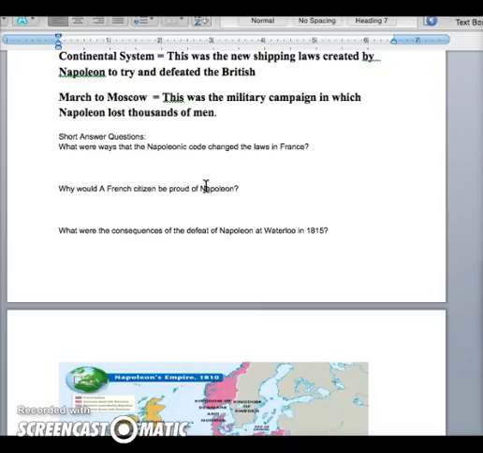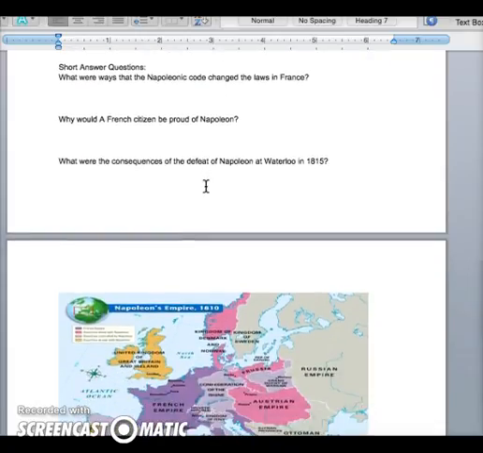March to Moscow, this was the military campaign in which Napoleon lost thousands upon thousands of men trying to invade Russia. What were the ways the Napoleonic Code changed the laws of France? Well, it was showing tolerance for all religions, kept some of the revolutionary laws that people liked, and let those who bought land from the clergy keep it.